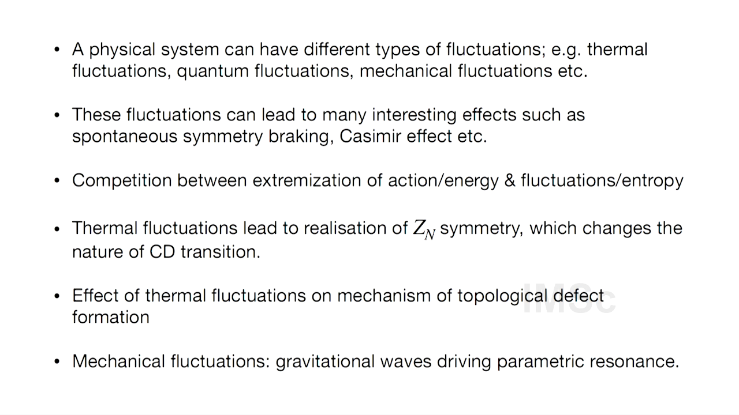In a physical system, we usually have the competition between extremization of action or energy. So the system tries to minimize the energy as well as tries to increase the entropy. So there will be competition between that. Today I will be talking about three such effects. One is thermal fluctuation, which leads to realization of Z symmetry, and this in turn changes the nature of confinement-deconfinement transition. The other thing is effect of thermal fluctuations on the mechanism of topological defect formation, and the third thing is mechanical fluctuations, such that gravitational waves drive the parametric resonance in non-abelian gauge fields.